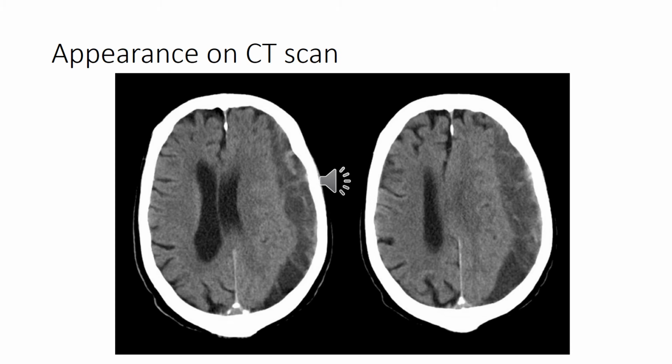Okay, there is a left frontoparieto-occipital, mainly hypodense lesion, extraaxial, similar in shape, most likely representing a chronic subdural hematoma.